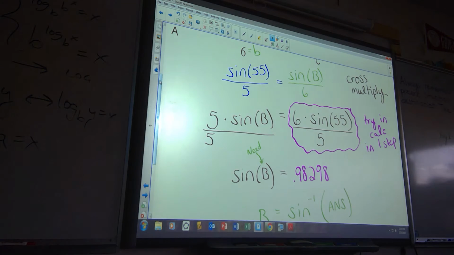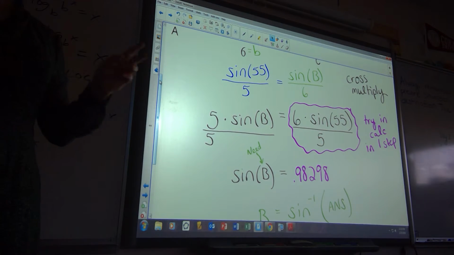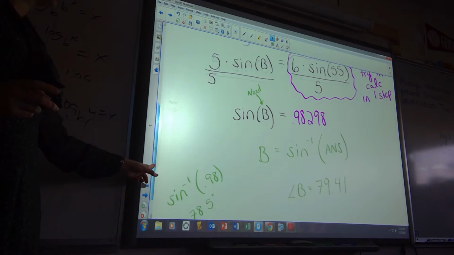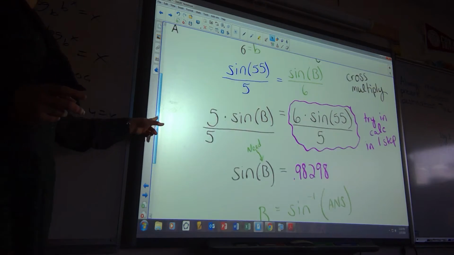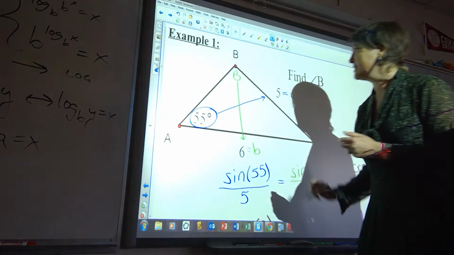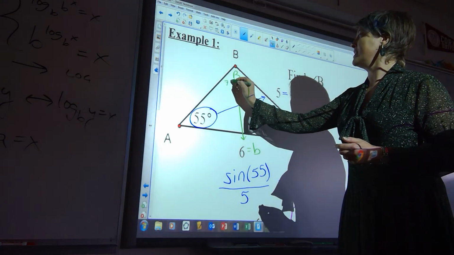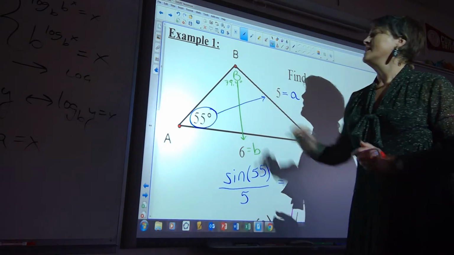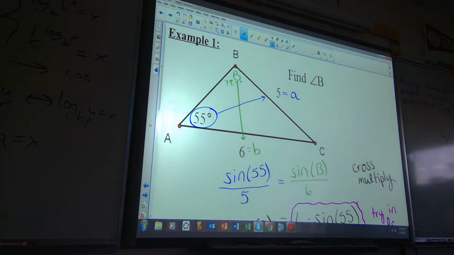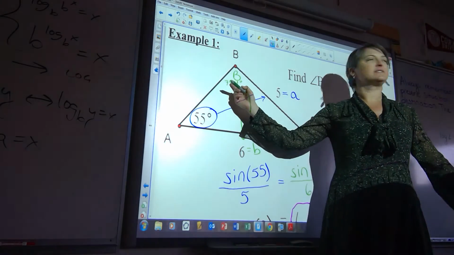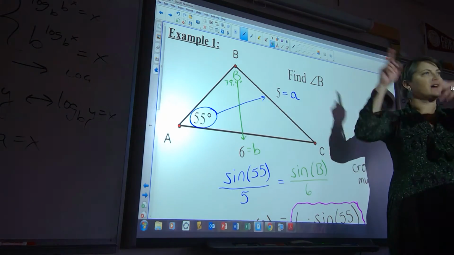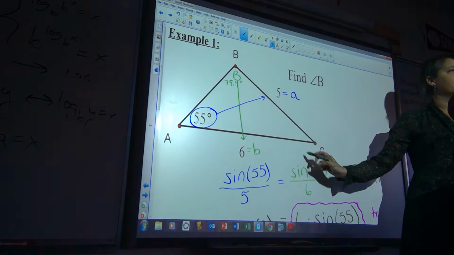All right, so what did I get? 79.4. So if this is 79.4 degrees, if I asked you to tell me what angle C was, could you answer it? Yes. Would you need the law of sines? No, right? Because if you know that this is 55 and this is 79.4, you could just subtract them both from 180 and figure that one out.